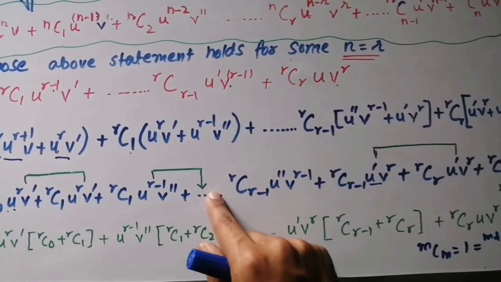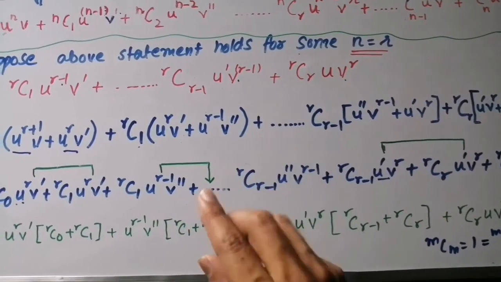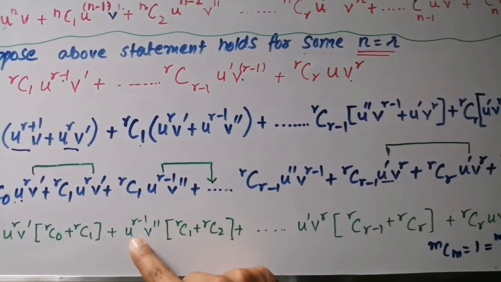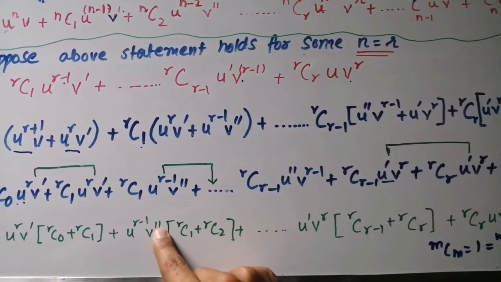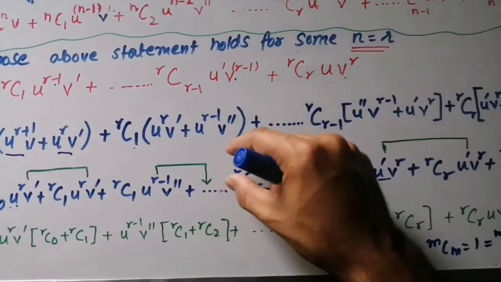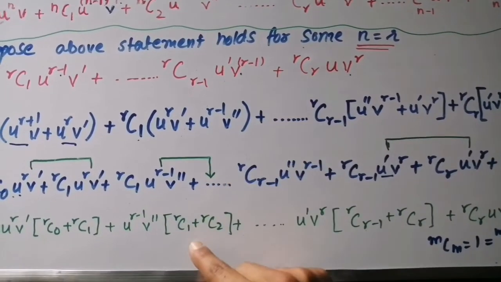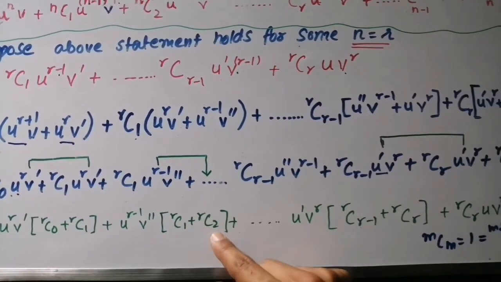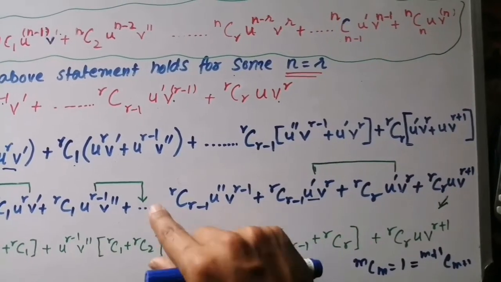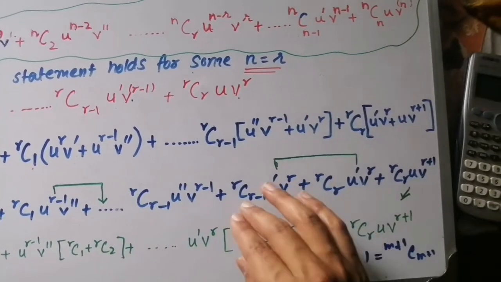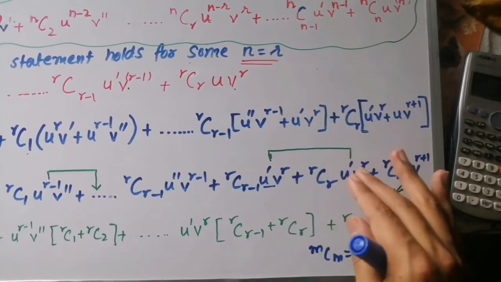So after resolving the term, you will get this particular term, that is u^(r-1) v double prime, and rC1 plus rC2 that will appear in this dot section will resolve like this. So this will also get resolved with the terms here, so I'm not considering this. I'm going to take common from the other terms that are appearing here.